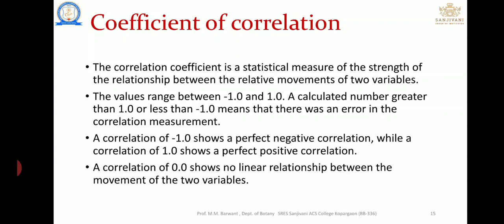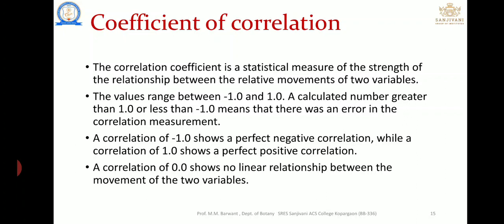Correlation coefficient is a statistical measure of the strength of a relationship between the relative movement of two variables. It is nothing but the measure of the strength of the relationship between the two variables. The value ranges from minus 1.0 to plus 1.0.